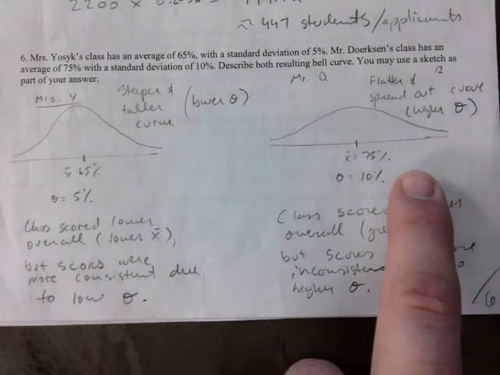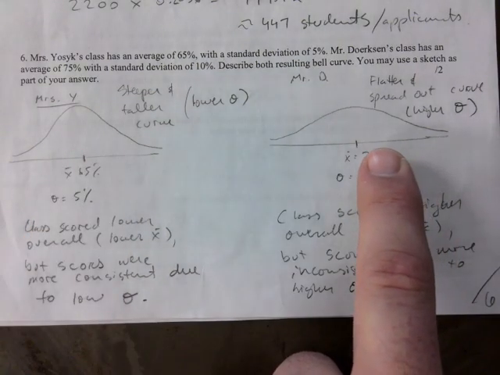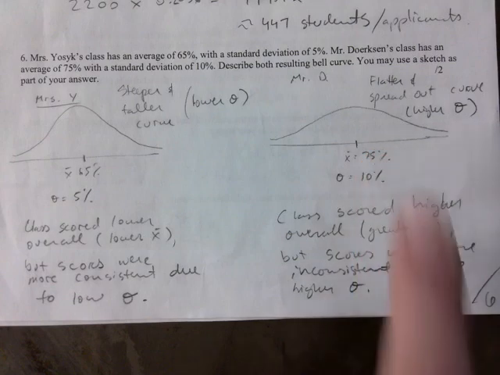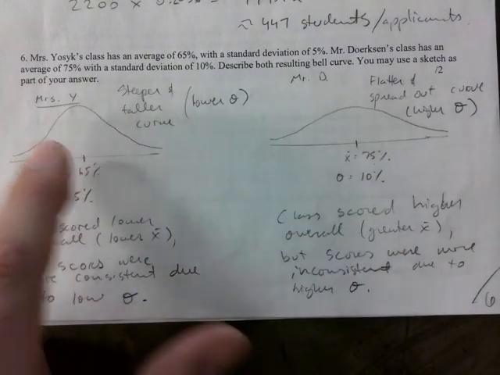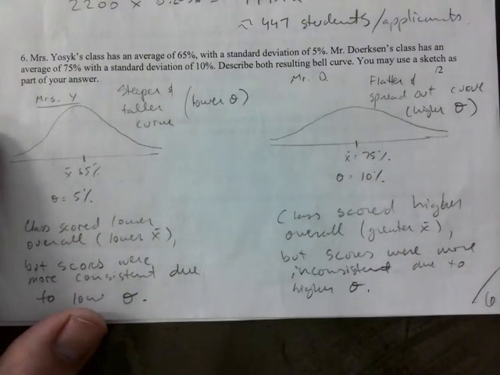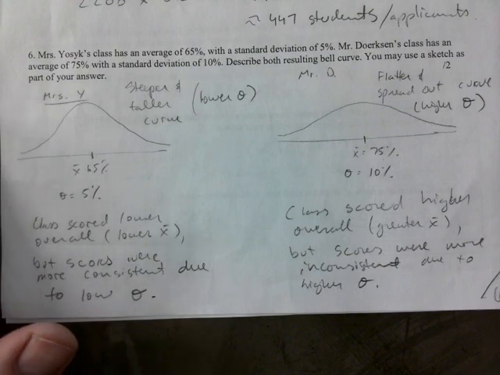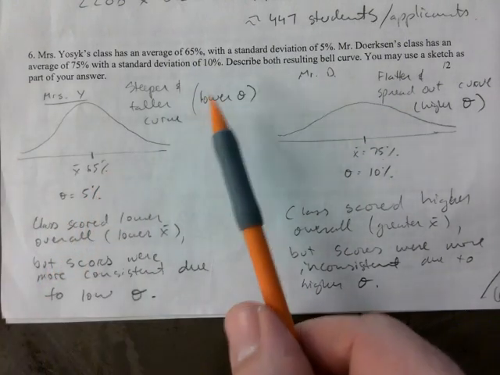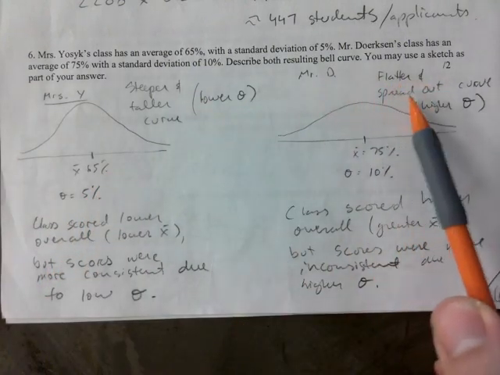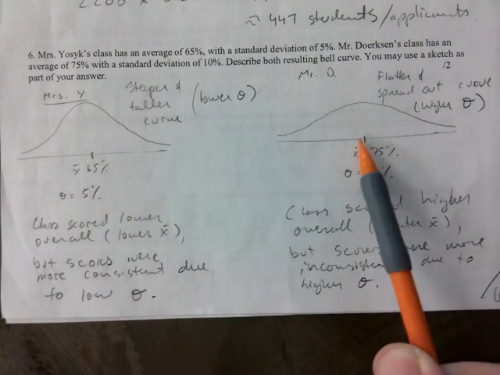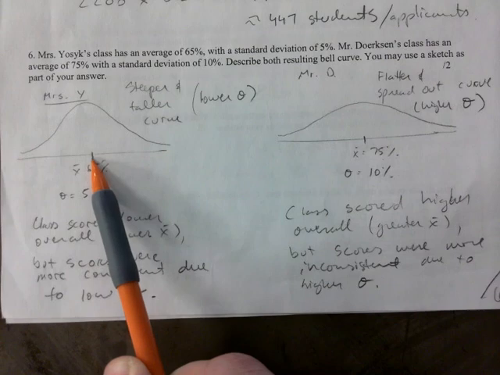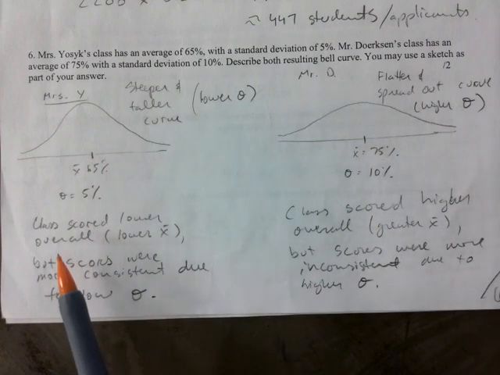You needed to show me that Mr. Dirkson's curve was flatter. If you had them side by side, or on the same graph, I should see it, right? So I would have picked on you there. So steeper, taller curve, lower standard deviation; flatter, spread out curve, higher standard deviation, right? Yes, it does bunch up around the mean, but not the same way.